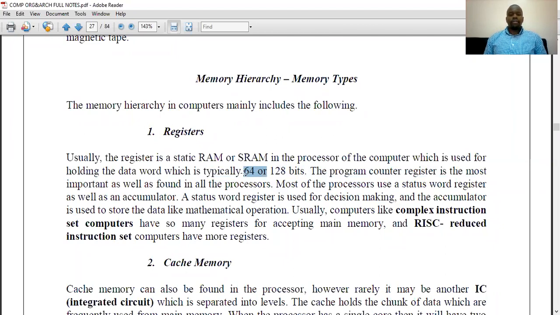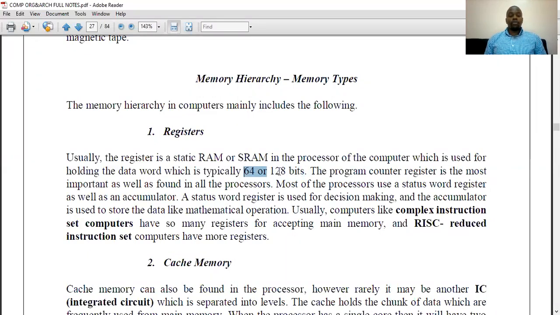Another importance of the registers to the CPU is that the registers hold instructions that the CPU uses for decision making. Also, the registers hold instructions that are related to mathematical operations. So those are the three reasons why the registers are very important to the CPU and why they are atop the pyramid, the memory hierarchy pyramid.